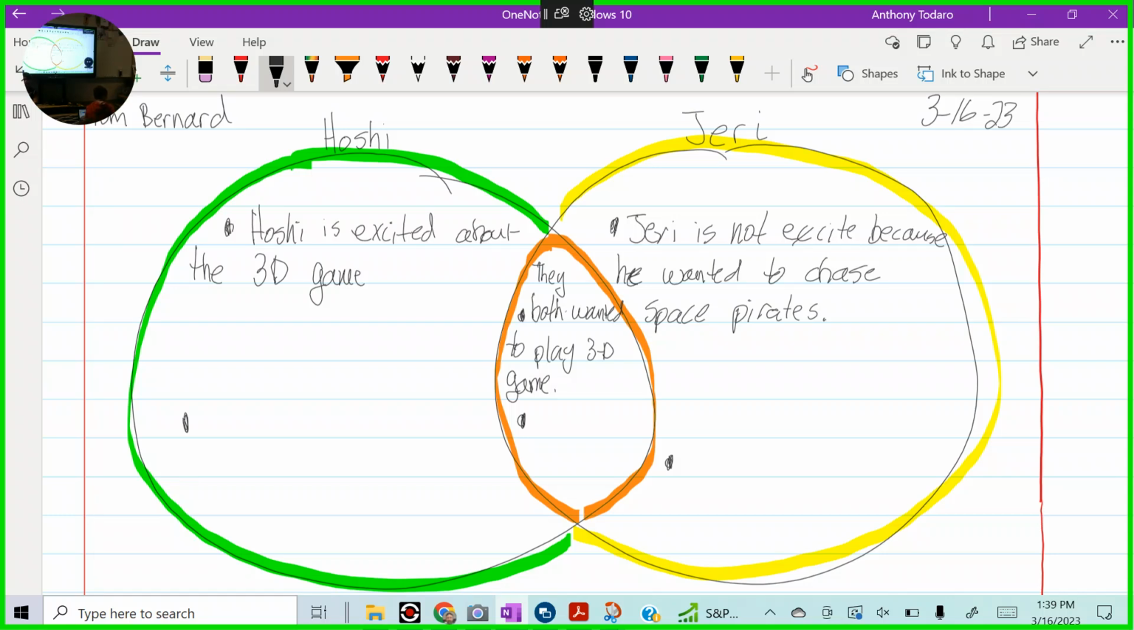Yeah, Hoshi and Jerry definitely had different, what would we call it? Different perspectives. There it is. You're starting to understand what that word means now a little bit. It's the same event, the same thing, but you get two very different points of view or perspectives because characters don't always agree on things, right?